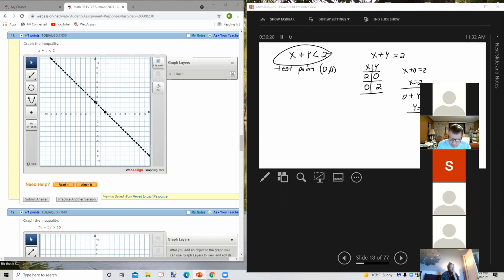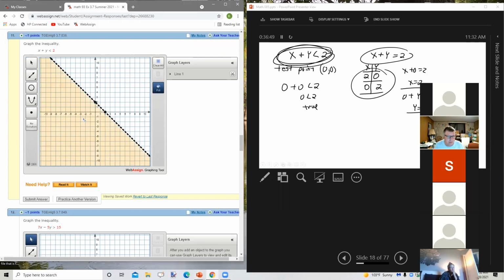Okay, so now again, I've got my original inequality. I just look at the equation to find the points to plot. But then for my test point, I go back and plug it into the original. Okay, so I've got 0 plus 0 less than 2, 0 less than 2. This is true. So that means I'm going to fill in on below.